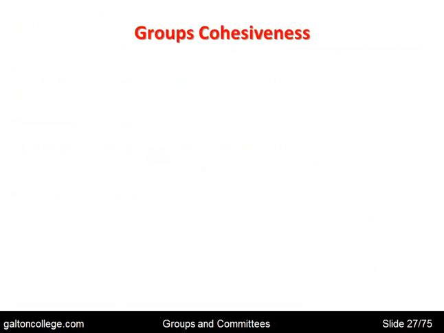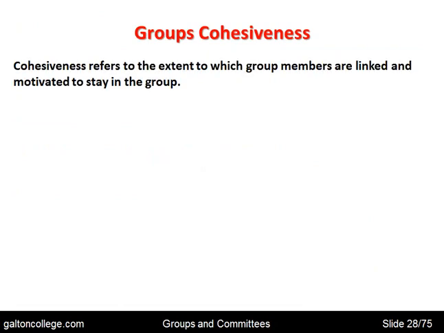Now, group cohesiveness. Cohesiveness refers to the extent to which the group members are linked and motivated to stay in the group. What is it that holds the group together? What's, in a sense, the glue that holds the group together? What keeps them going as a group? There must be something which is causing the cohesiveness. So it's important to recognize what that is and to have clarity about it. If it's in their interest to be a member of the group, then that may be the cohesiveness. But there must be something holding them together as a group.